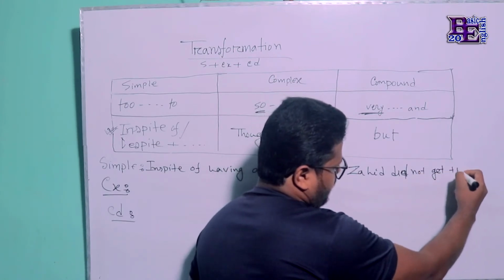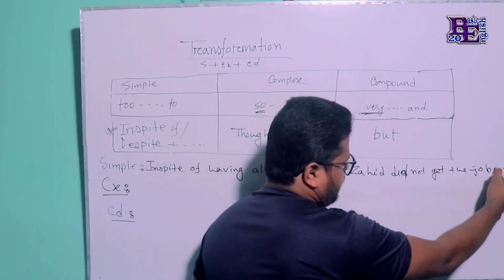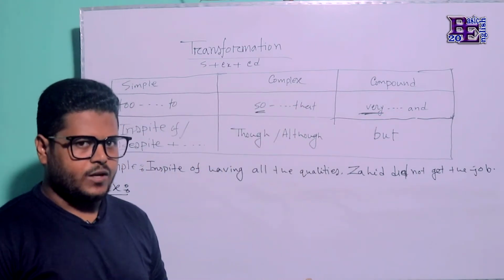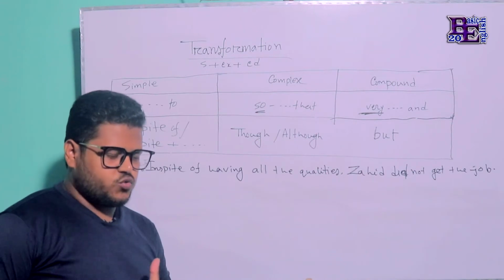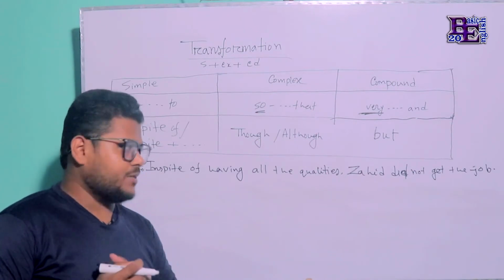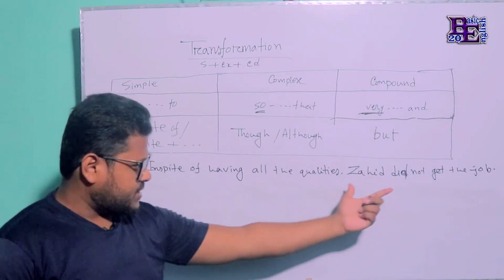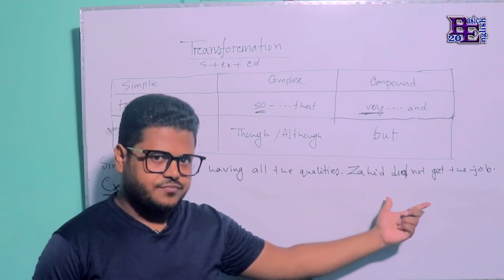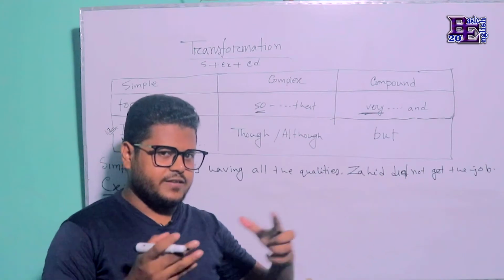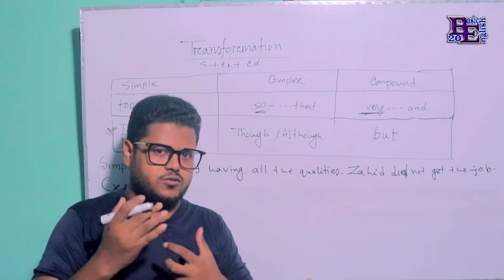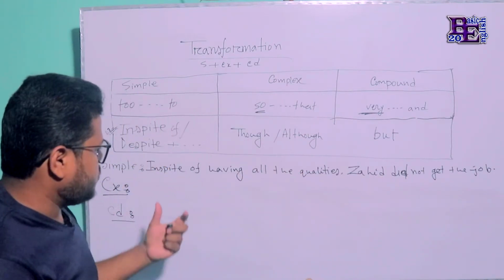get the job. Okay, actually, you know that if a man has qualities, it's natural that he will get the job. But here what happens? Zahid has all the qualities, but the result is that he did not get the job. This is a contradictory result. So in that case, we have to use this type of phrases.